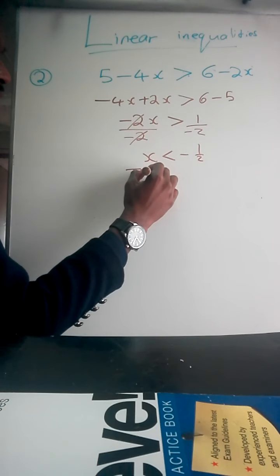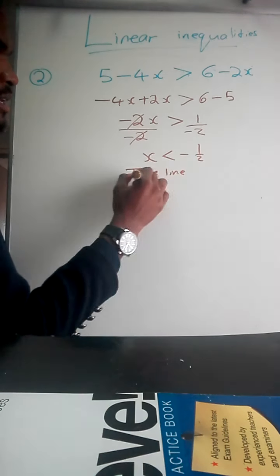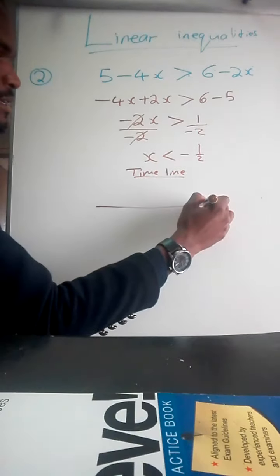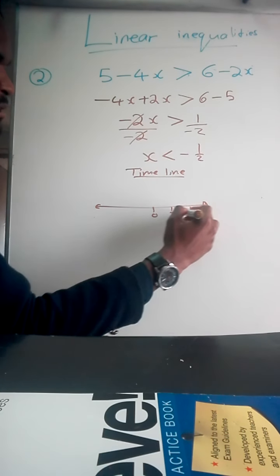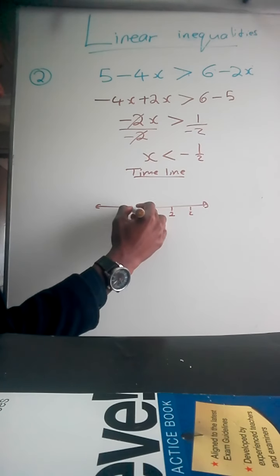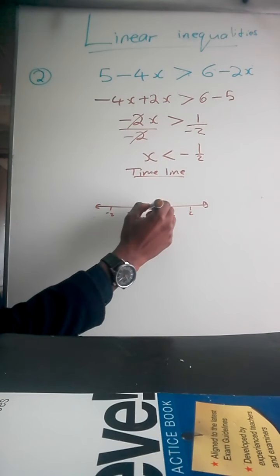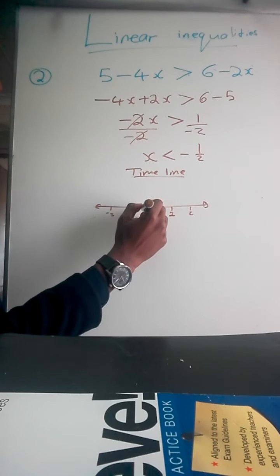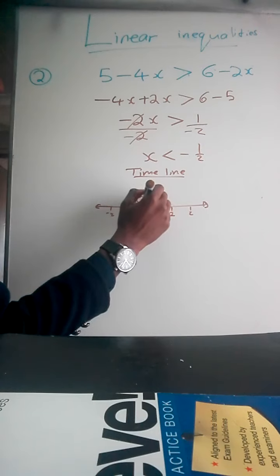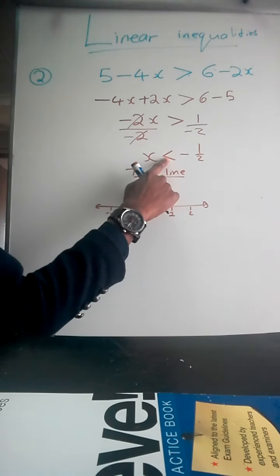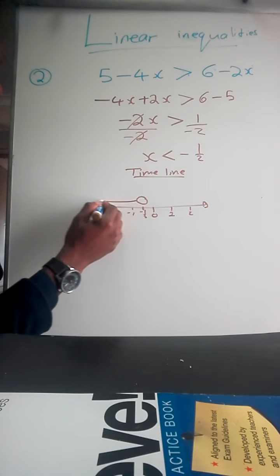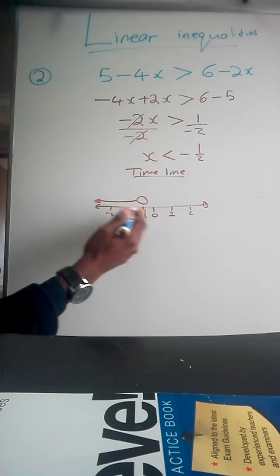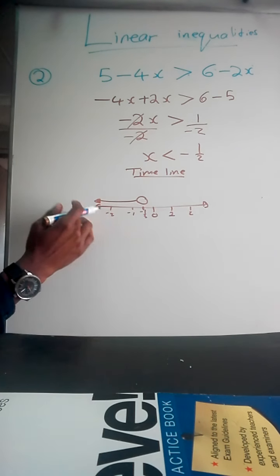So our timeline, then, this is how it's going to look. Our timeline is definitely going to be different from the one we just did. This is 1, that's 2. That's minus 1, that's minus 2. So I still have my answer at negative a half, which is negative 1 over 2. I'm not shading it, but because it's less than now, it's no longer going to go to the right hand side, it's going to go towards the left hand side. So that's how you would do it.